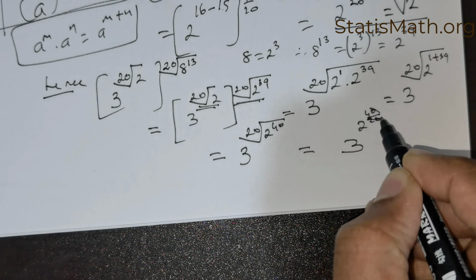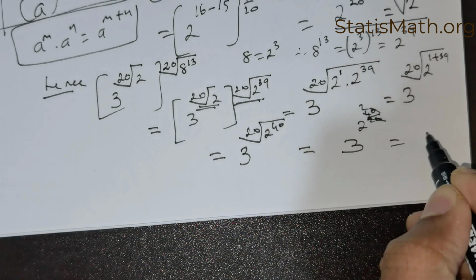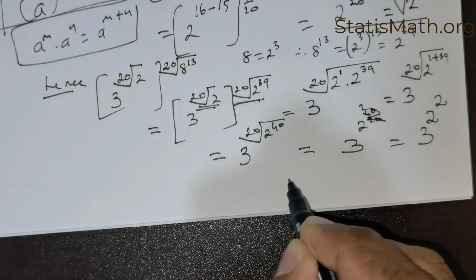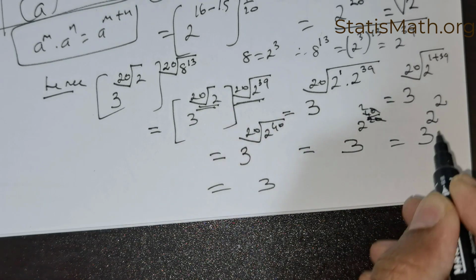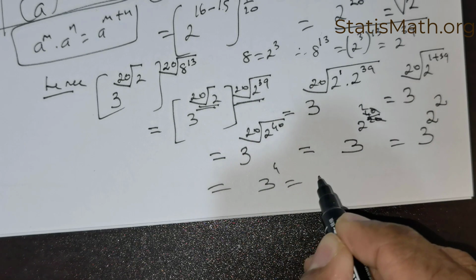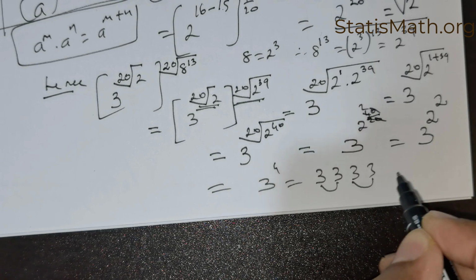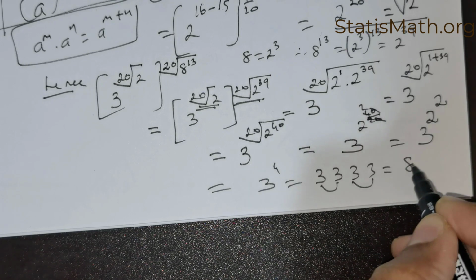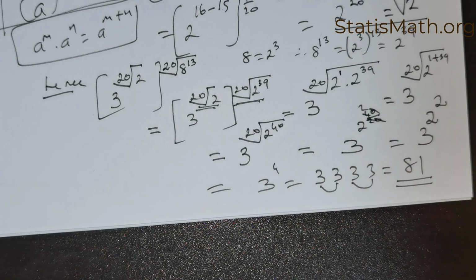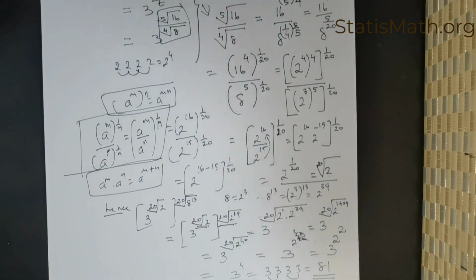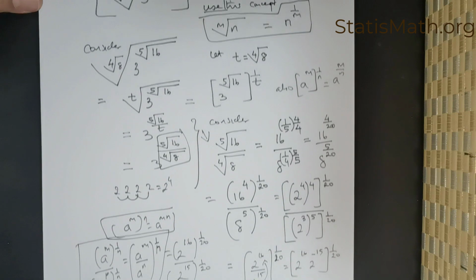0 gets cancelled, 2 divides here 2 times, so this is nothing but 3 raised to the power of 2 raised to the power of 2, which is nothing but 3 raised to the power of 2 squared is 4, which is nothing but 3 multiplied 4 times. 3 3s are 9, 3 3s are 9, 9 into 9 is 81. So this is the simplified value for this beautiful question.